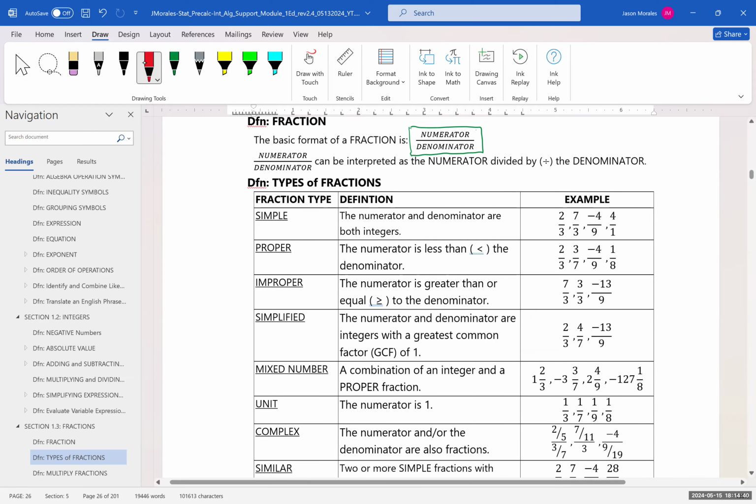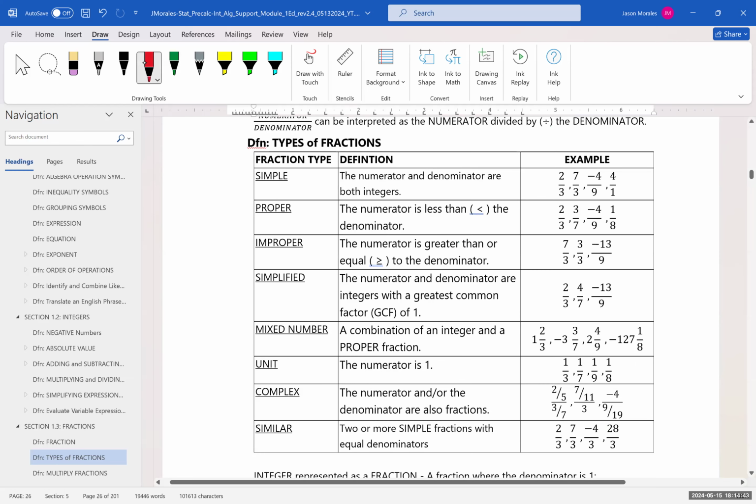So types of fractions. The first type is just a simple fraction. A simple fraction is where the numerator and the denominator are both integers. So I've got some examples here of a simple fraction. Now we have a fraction called a proper fraction. A proper fraction is where the numerator is less than the denominator. So the number on top is less than the number on bottom. And so, I've got all these different examples of proper fractions.